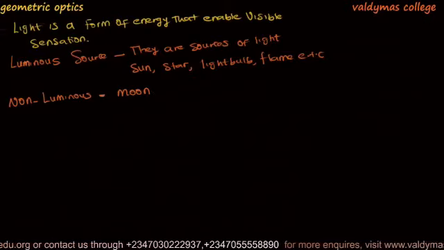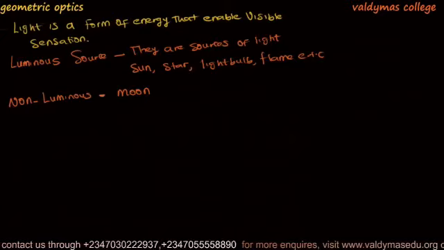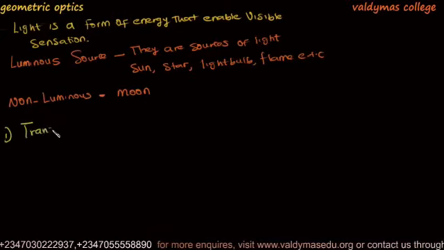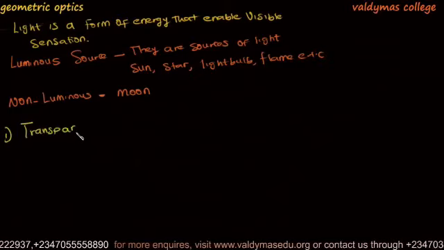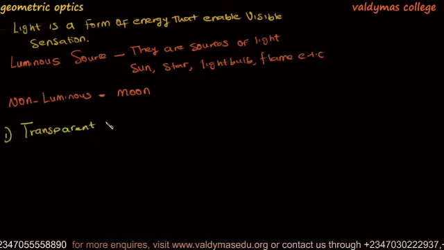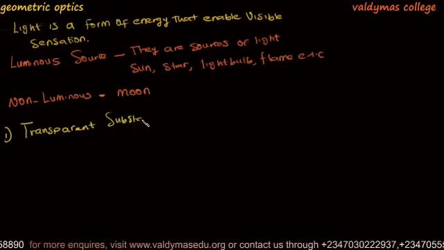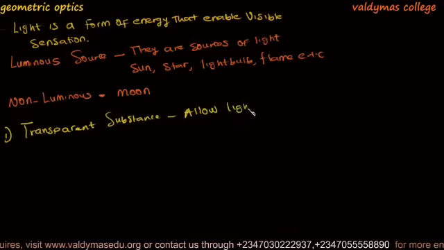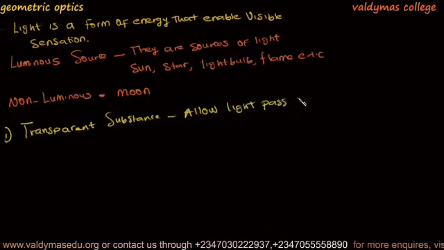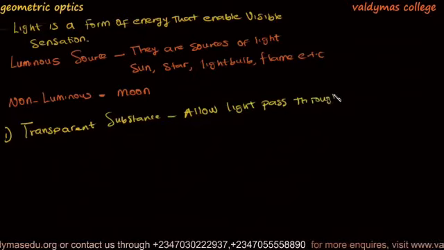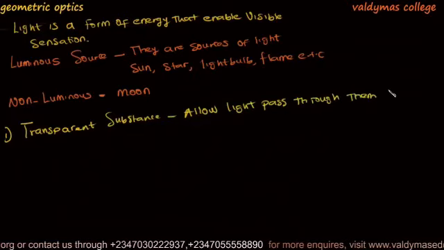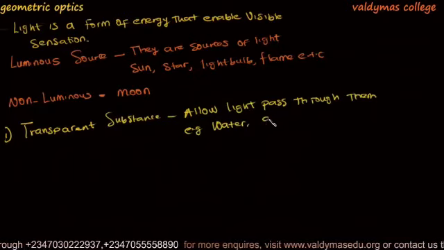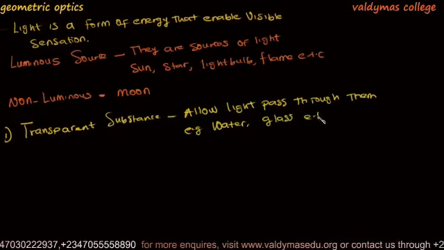Also, we can look at substances that permit light through them, and these are called transparent substances. Transparent substances allow light to pass through them. An example of that is water. We have water, we have glass, and so on and so forth.